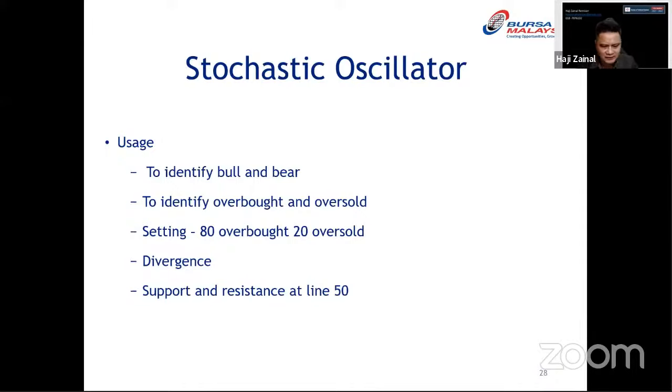So what is the usage of the stochastic indicator or oscillator? One is to identify bull and bear. Second is to identify overbought and oversold, which means that we set 80 and 20. Some traders, when the market is in a very strong uptrend, use 30 and 70, but usually the default is 20 and 80. And to identify the divergence and the support and resistance line at 50. What does it mean? It means that if it's above 50, it is bullish. If it's below 50, it is bearish. That's what support and resistance means here.